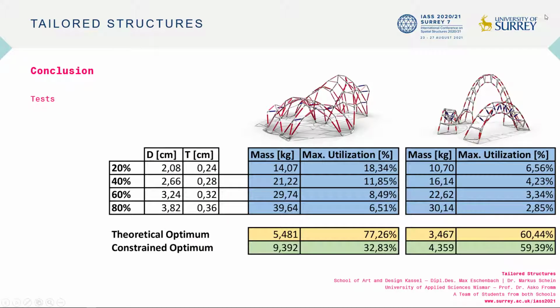As a conclusion, a few words about the first tests of our approach. For a given load case in two structures, for some percentiles of our library members, we calculated mass and utilization. So what can we expect from the algorithm? After cross-section optimization, we should have an increase in utilization and a decrease in mass. And this is what we can see in this line.